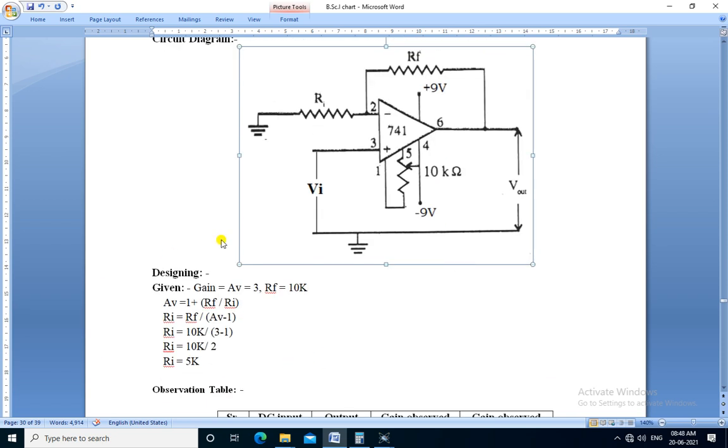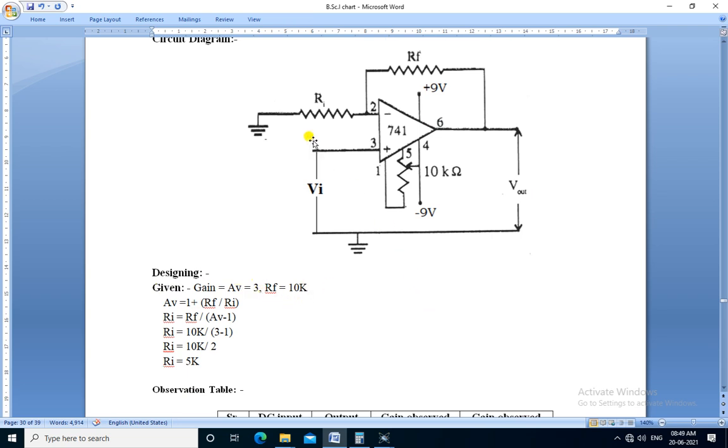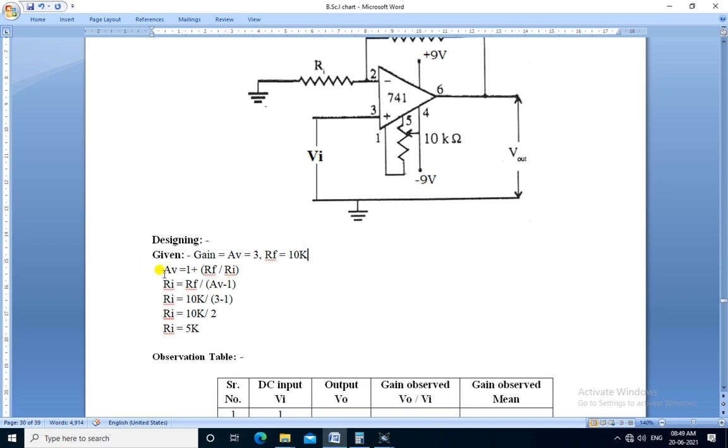So this is the designing part. Given gain is 3 and RF is 10K. So we need to calculate the value of Ri. This circuit provides us a gain of 3. For that, we use the formula of gain for non-inverting op-amp, that is AV equal to 1 plus RF divided by Ri. We rearrange this formula to get the value of Ri. So Ri is equal to RF divided by AV minus 1.